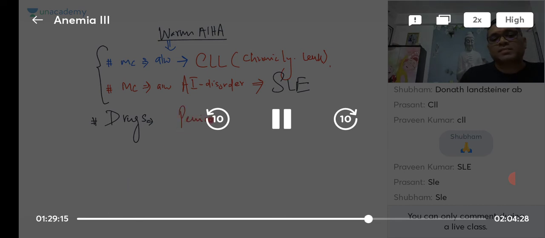One is called penicillin, which I will be writing in short as a P, and second is called methyldopa. I'm choosing these two drugs. There are so many, but I'm just choosing these two because they have different mechanisms of the damage, different mechanisms of the RBC damage in the warm type of autoimmune hemolytic anemia.